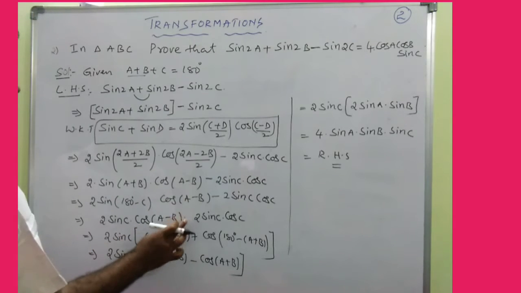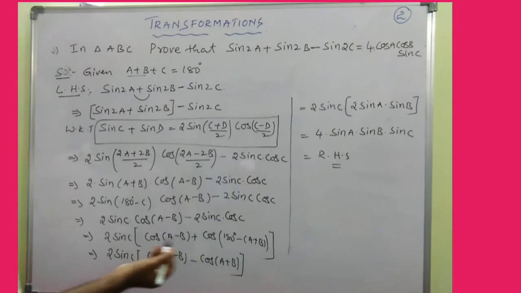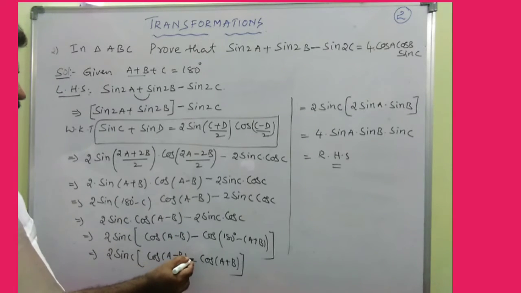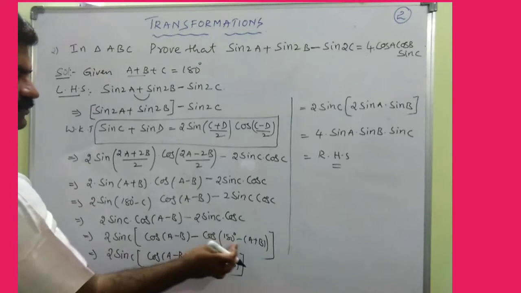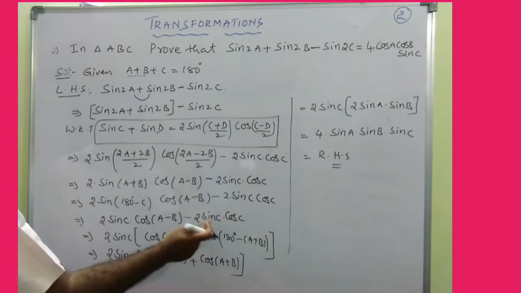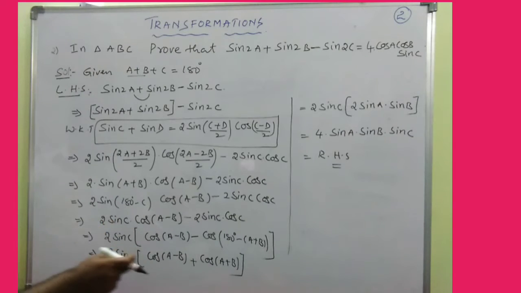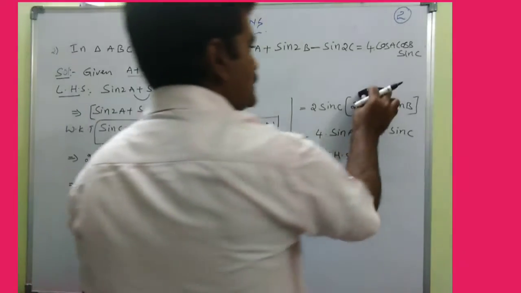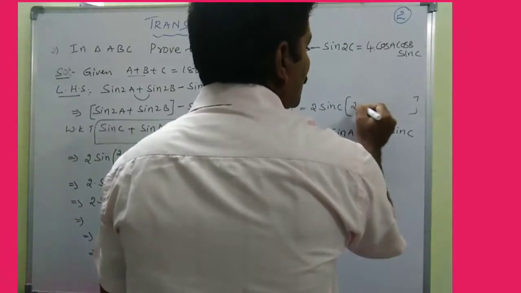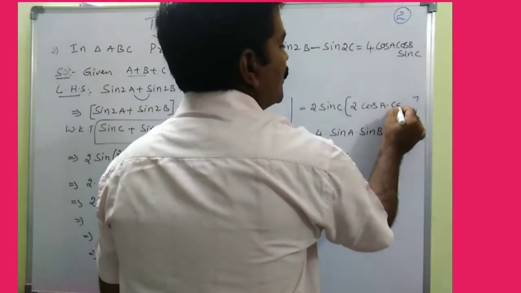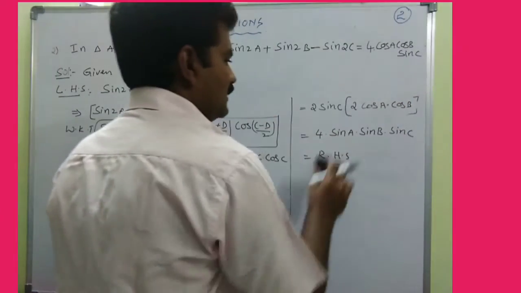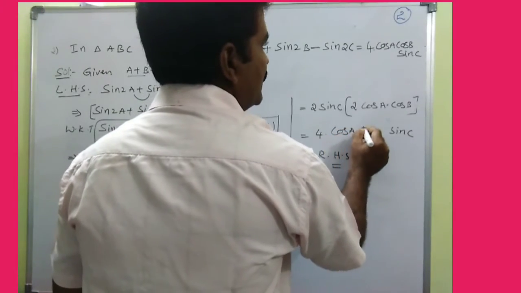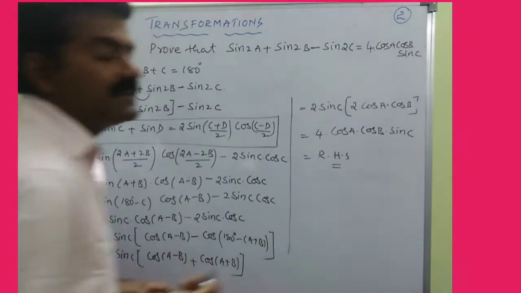Now this is minus. You know, actually there is a minus. Now this changes into plus, because already this is negative, no? 180 minus theta, cos is negative. Minus of minus is plus. If it is plus, now what happens, you know? This bracket value is equal to 2 cos A into cos B. Now if you multiply, 4 cos A into cos B into sin C.